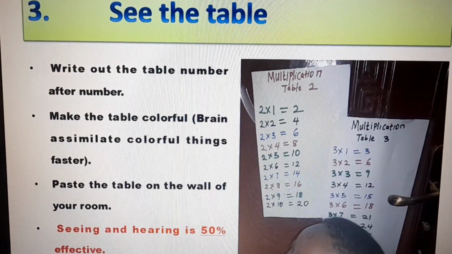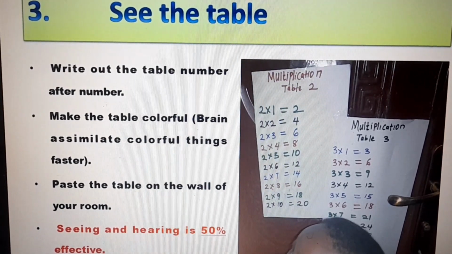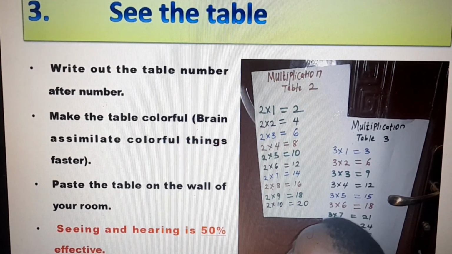Also, the next point says, paste the table on the wall of your room. You can paste it on the wall, you can paste it on the door, you can paste it on conspicuous places where the student can easily view the table day by day. Then you can see that seeing and hearing is 50% effective.